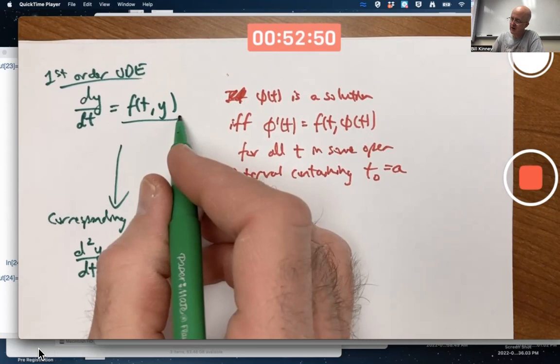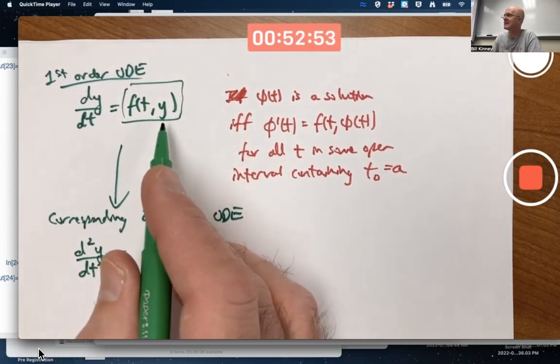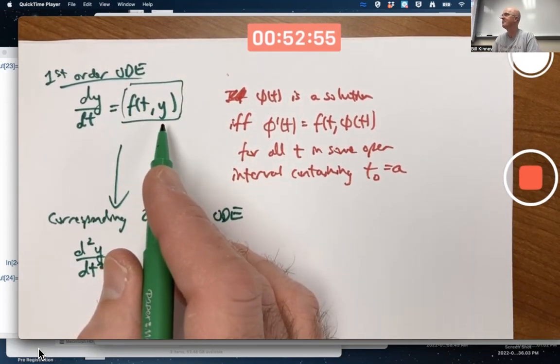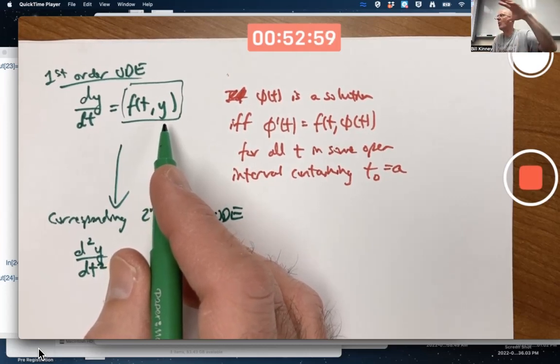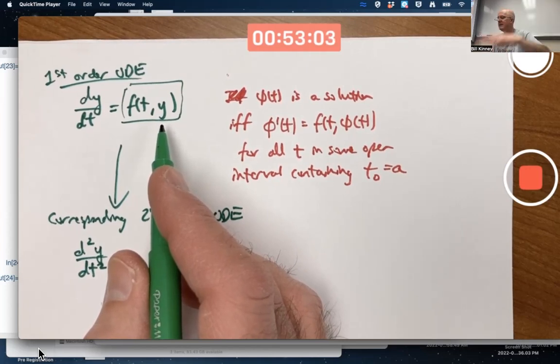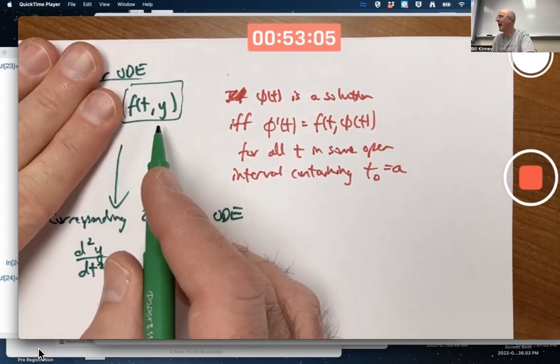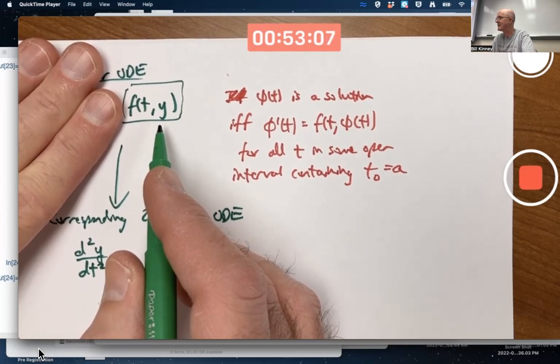This is a multivariable calculus function as it stands, a function of two variables. In the context of the differential equation, y depends on t. But if you wanted to think about that function without y depending on t, you'd say, hey, that's a multivariable calculus function, and I'd need to think about partial derivatives. And if y does depend on t, I'd have to use a multivariable calculus chain rule.